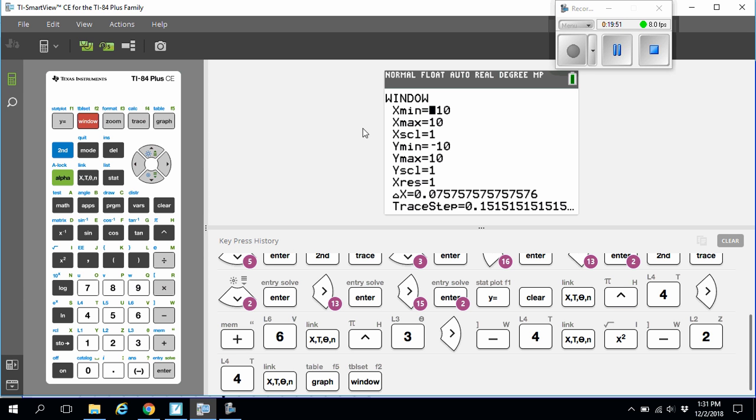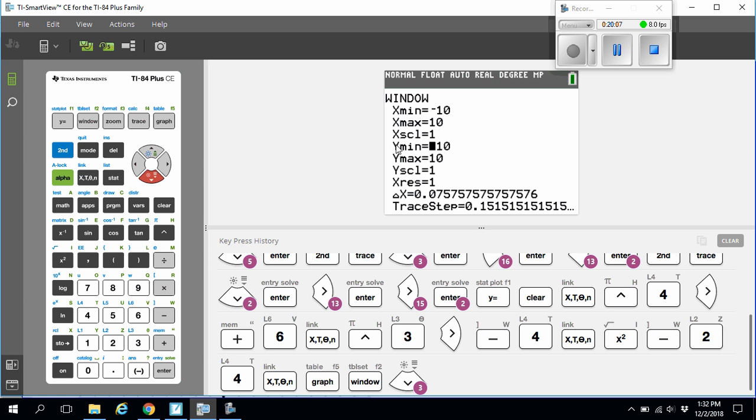We do not need to change them. So we're just going to down arrow. Now this, where it says XSCL, that represents your scale, meaning that each of those tick marks represents 1. So it's like 1, 2, 3, 4, etc. We don't need to change that as well.